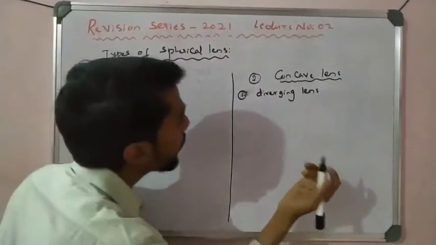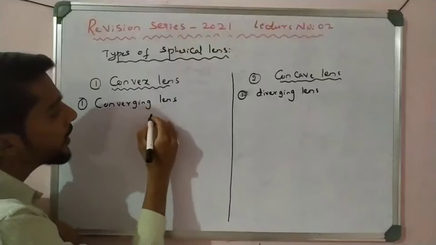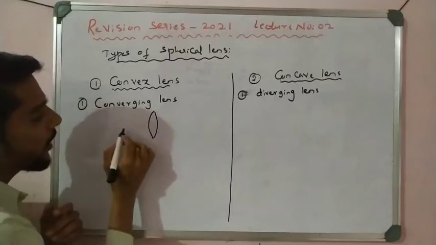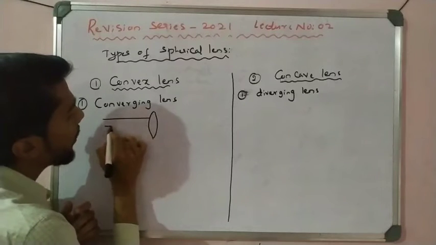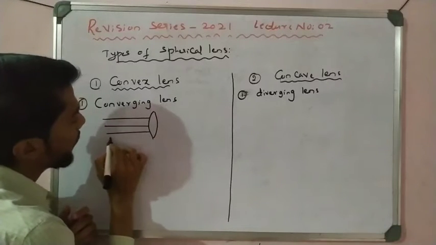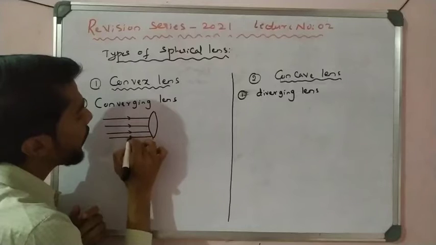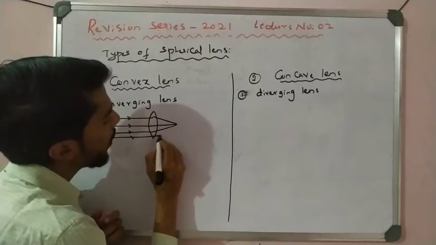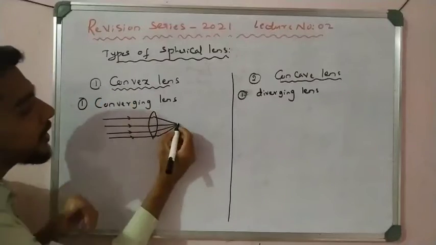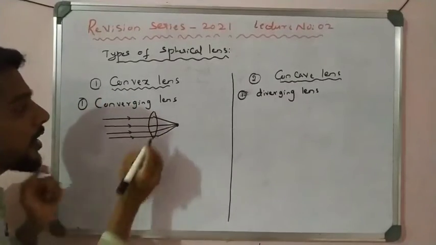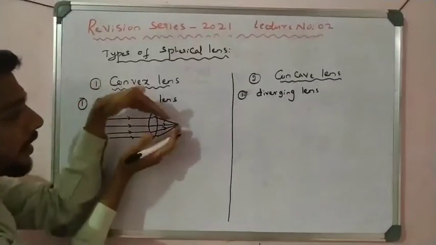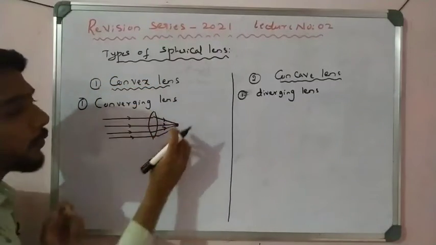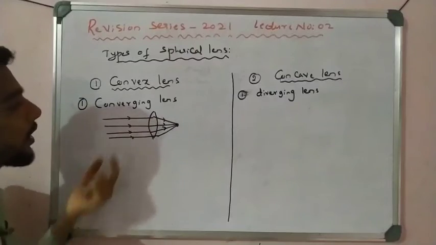I can put a diagram to understand this converging meaning. See here, this is the convex lens. Now when the rays of light are parallel to each other, what happens? After refraction, all the rays converge and are focused at a single point. This is called convergence. It means they are concentrated at one point. That is the converging lens.